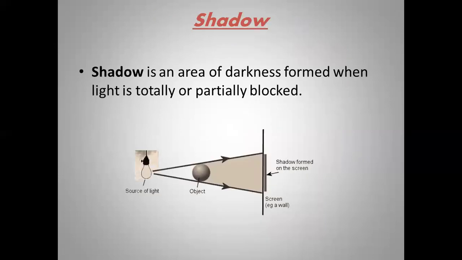Shadow. Shadow is a dark area formed when light is totally or partially blocked by an object. So we need a light source, an object, and a screen so the shadow can be formed. The shadow is formed in the opposite direction of the light source. Means if the light source is on the right side, the shadow will be formed on the left side. If the light source is on the left side, the shadow will be formed on the right side.